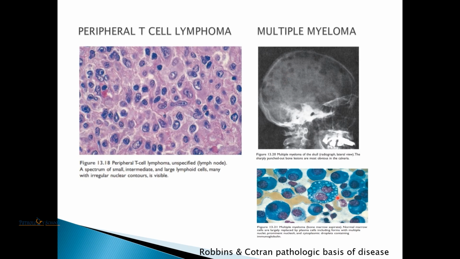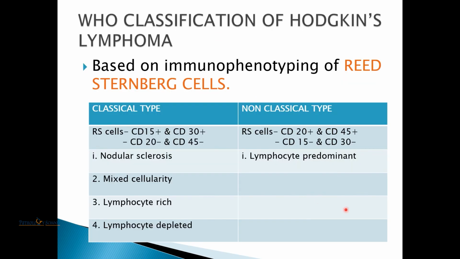We can see plasma cells here, which are prominent with a large nucleus and prominent nucleoli, and we can see cytoplasmic droplets which contain immunoglobulin. Now coming to Hodgkin's lymphoma. The basis for the classification of Hodgkin lymphoma is the immunophenotype of Reed-Sternberg cells. There are mainly two categories, that is classical type and non-classical type.